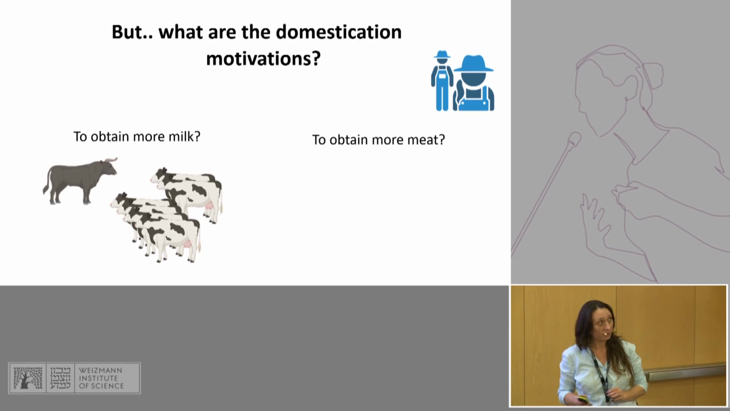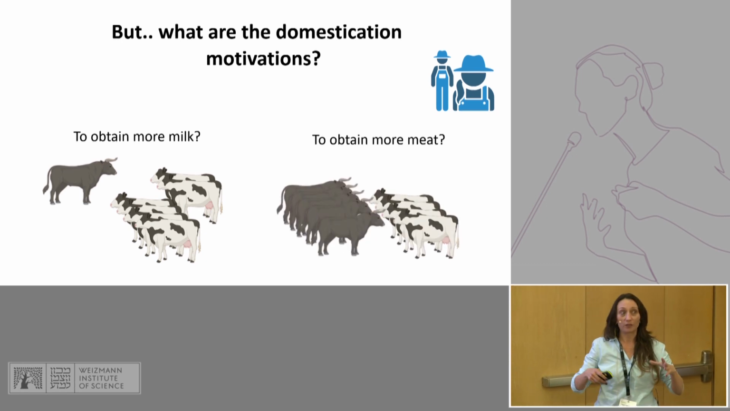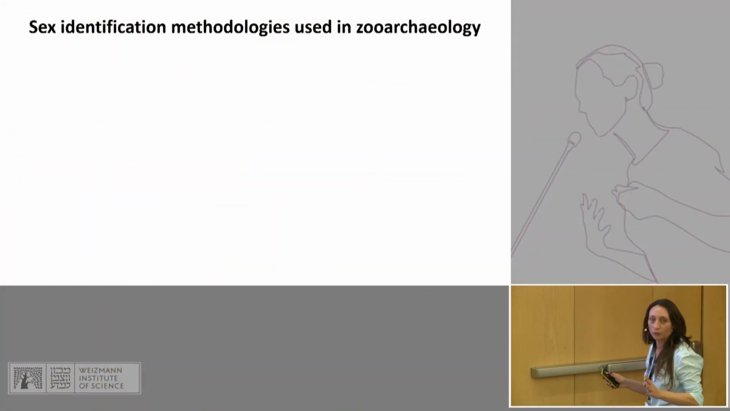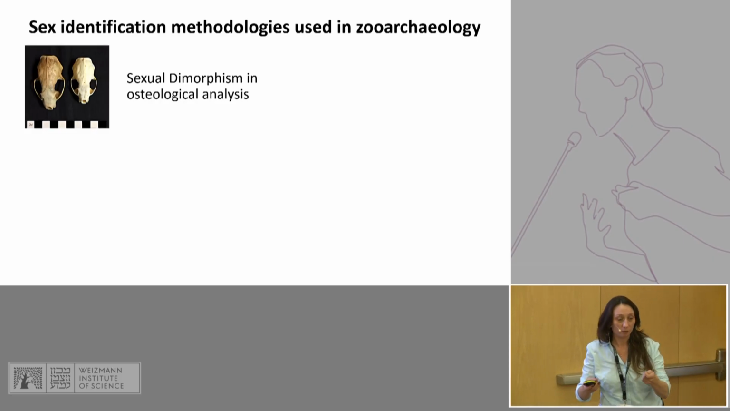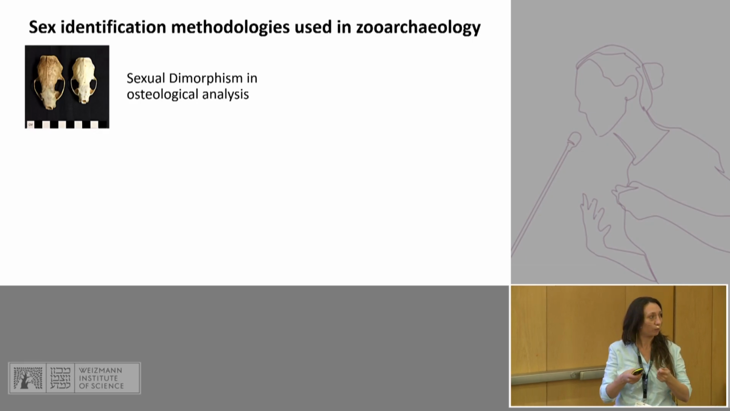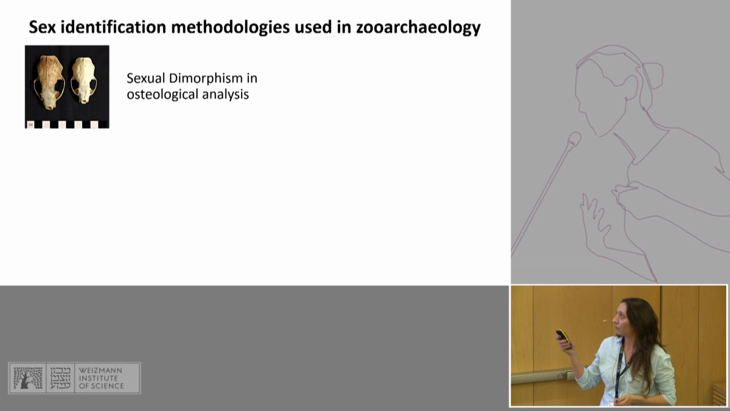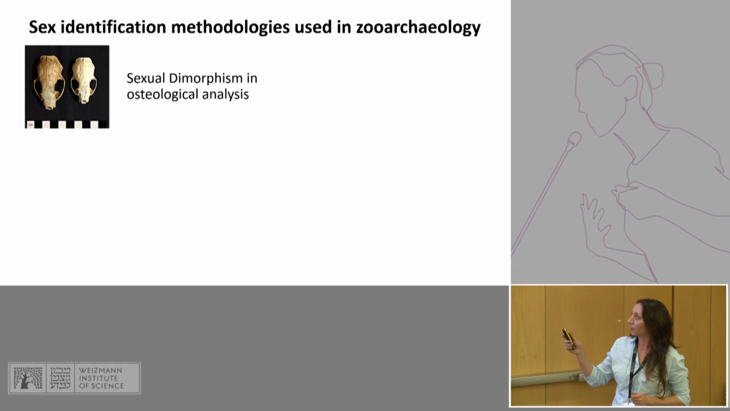However, if I want meat, I'm going to expect to have all the animals at the biggest size, for as much meat as possible, and without the sex bias. I don't care if it's a female or a male. I want the meat. But what are the tools that we have today in zooarchaeology to study sex? First, we have the osteological analysis, where we compare bones with reference collections, okay? But we have here the problem of sexual dimorphism, so we need better tools.